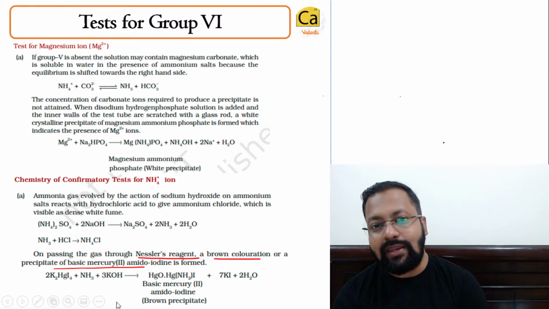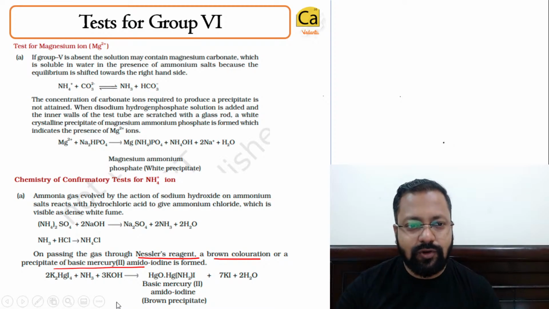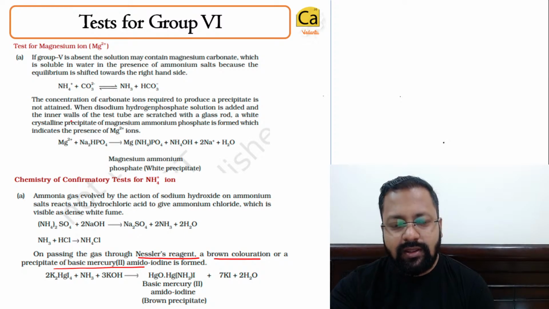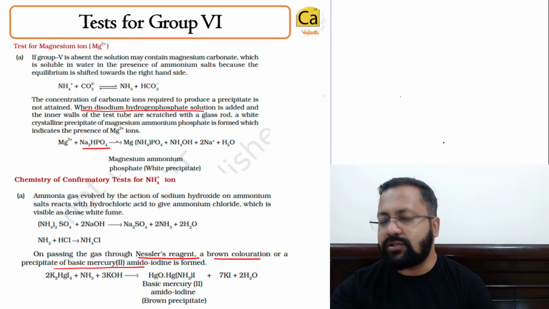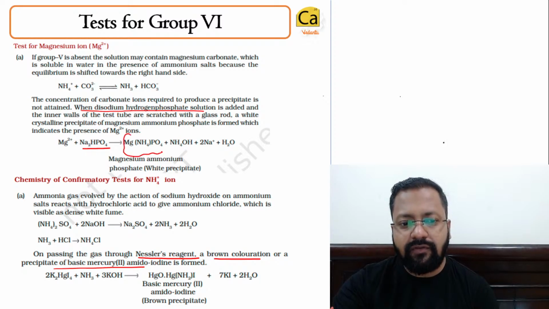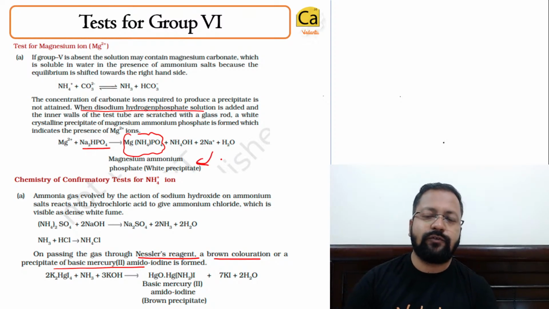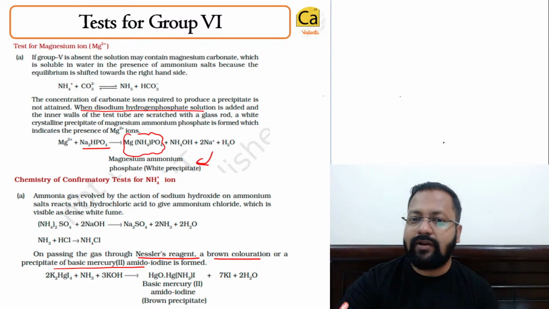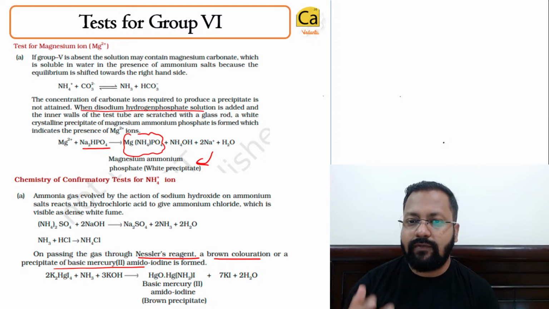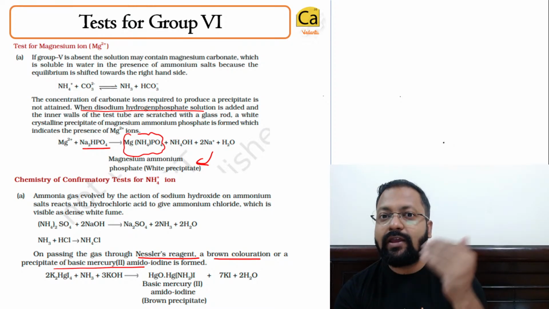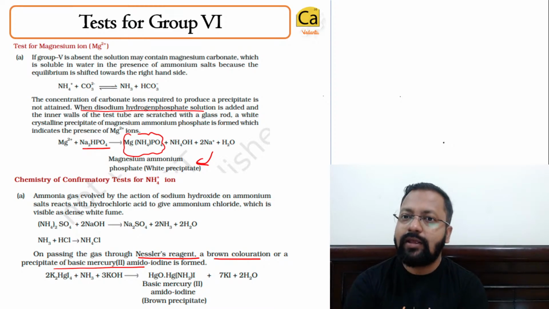And the last one is for magnesium. For the test for magnesium, if magnesium is present, we add sodium hydrogen phosphate solution. You will get a white precipitate of MgNH4PO4. Remember, you do this with the filtrate that you obtain after testing group 5. The filtrate that you have obtained after testing group 5, you do the test with that filtrate. Clear? That filtrate will contain magnesium and ammonium.